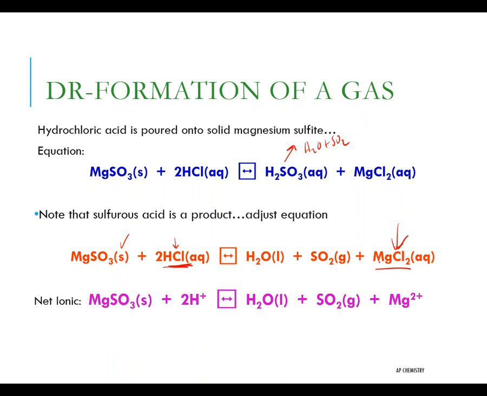When you do that, what you'll notice is the chlorides end up being spectators. Everything else stays in here. We have our hydrogen ions and our magnesium ions that participate in the reaction. So the chlorides do, though, end up canceling out and would be spectators in that case.